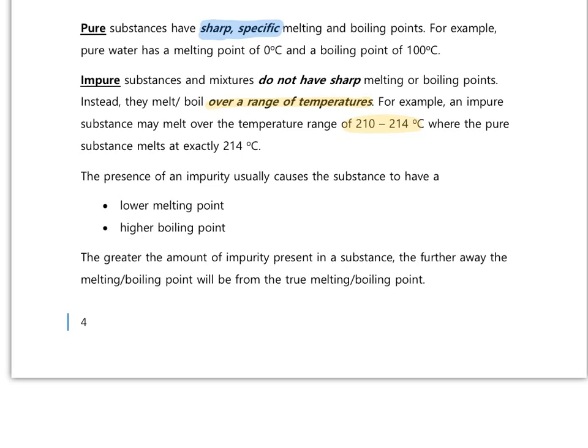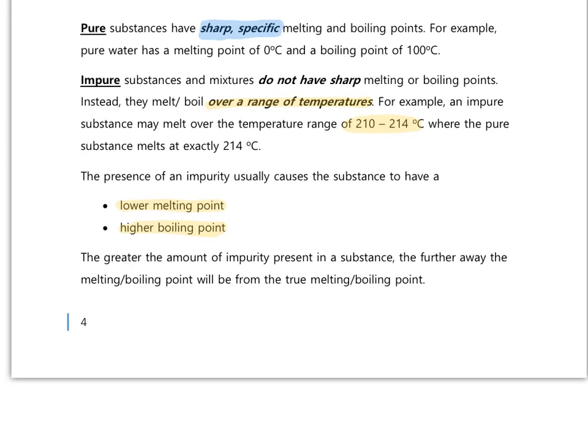But how does that range of temperatures differ from the exact specific melting or boiling point of the pure substance? Well, if we're talking about melting points, impure substances tend to have a lower melting point, but a higher boiling point. So the melting point will be slightly lower than the expected value. But if we're talking about the boiling point, and this is an impure substance, it will have a slightly higher boiling point than the pure substance.